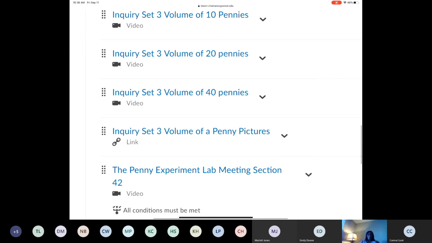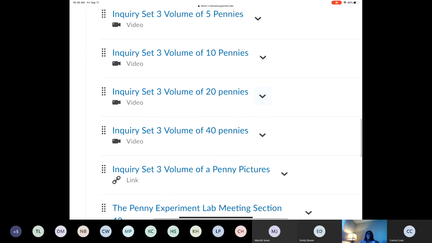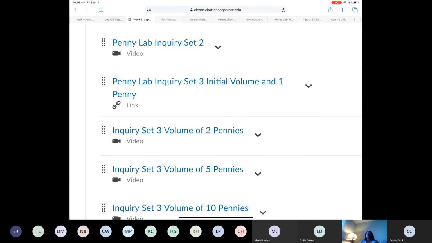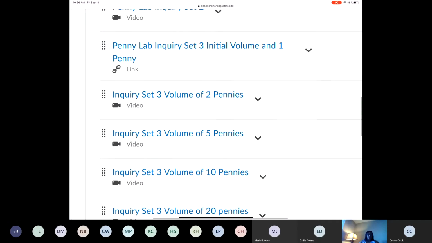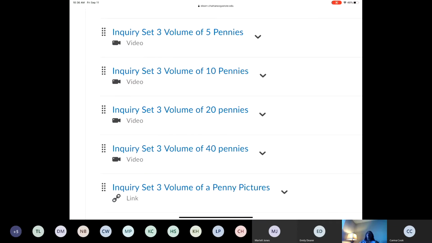Or you can just view the picture files to determine the final volume of water after adding each set number of pennies. And again, there's also a picture as well as a video showing the initial volume of 45.0 milliliters of water. So it's your choice. You can watch the 6 sets of videos and determine the final volume of water after each set of pennies is added.